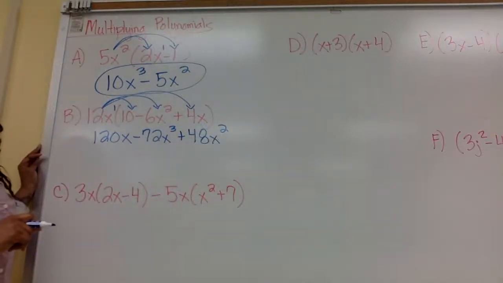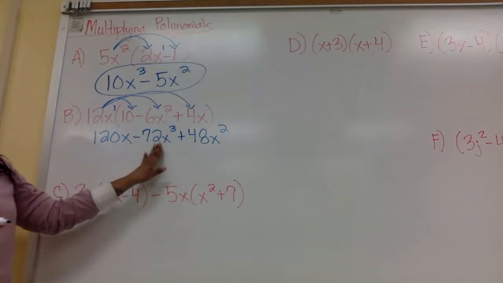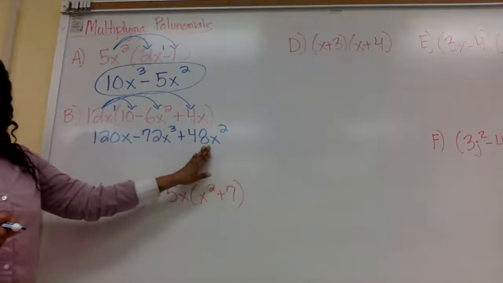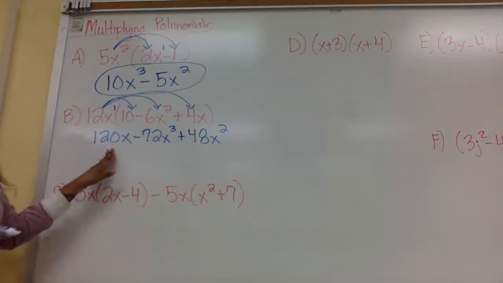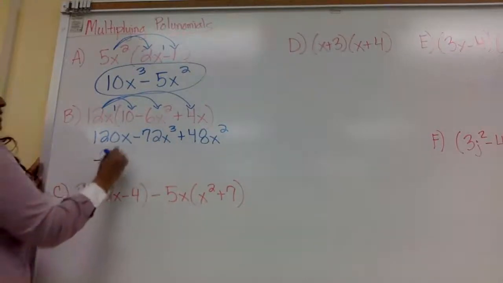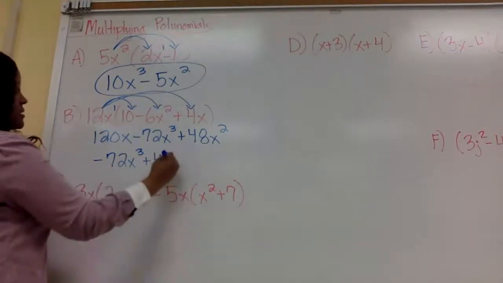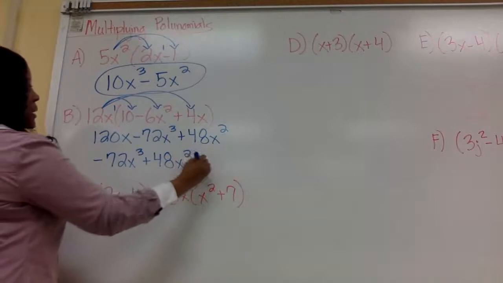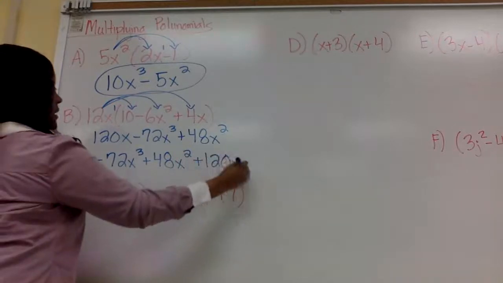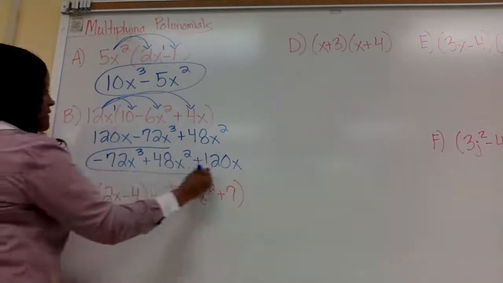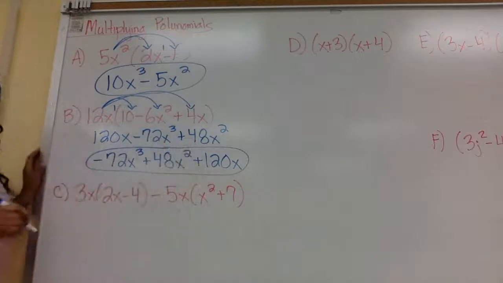Now, we're about 98% done with the problem. We need to put our answer in order from the biggest exponent to the smallest. So the x to the third term needs to go first, then the square term, and then our number. So our final answer is negative 72x to the third plus 48x squared plus 120x. So this is our final answer. It's in standard form. We have to write our answer from the biggest exponent to the smallest.